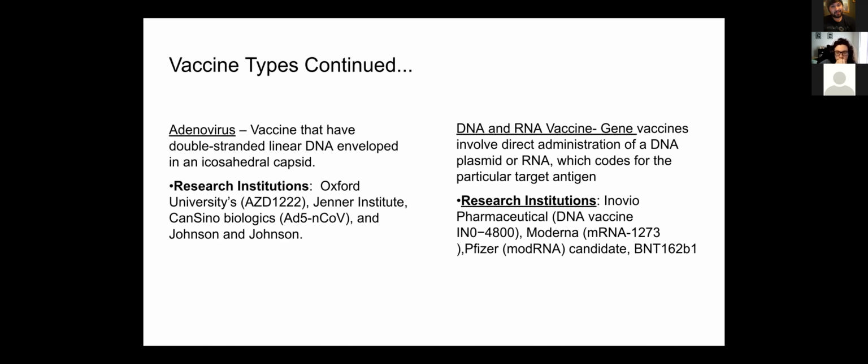Let me go back to the DNA RNA vaccines. So the DNA vaccines are actually embedded into a plasmid. So that's how they are then taken up by the cell, and it goes through the nucleus in order to produce the protein of interest, which is spike 1 again.